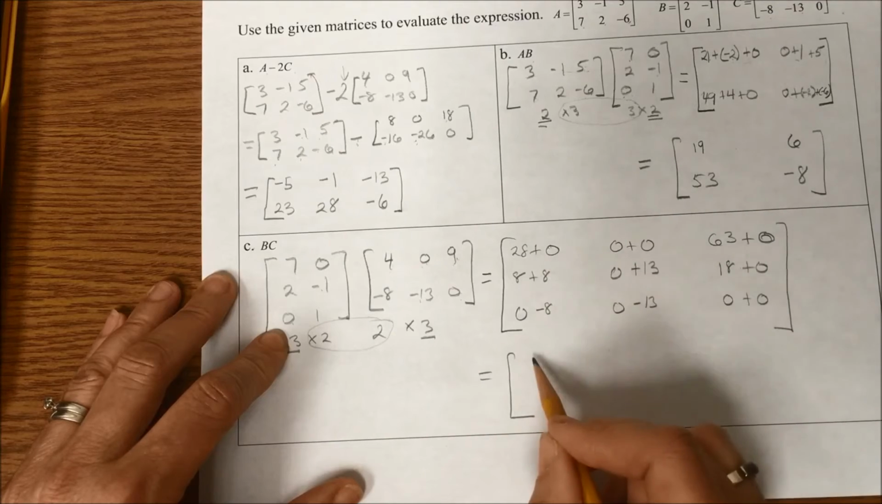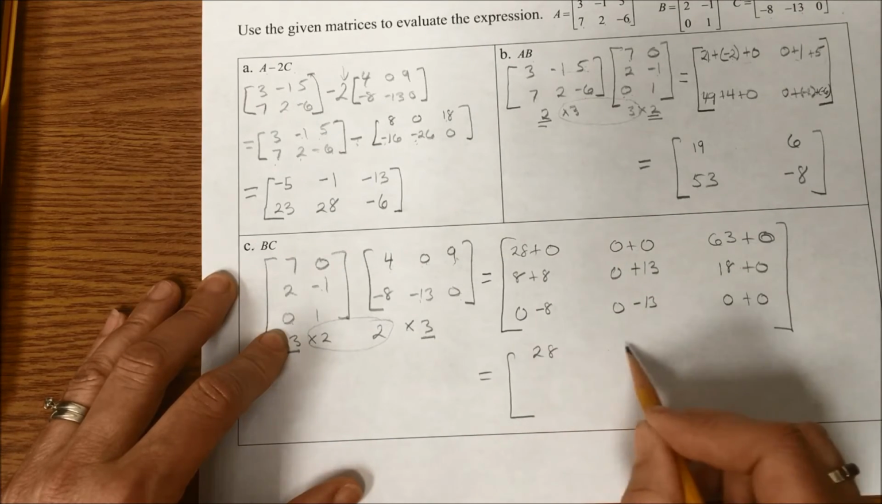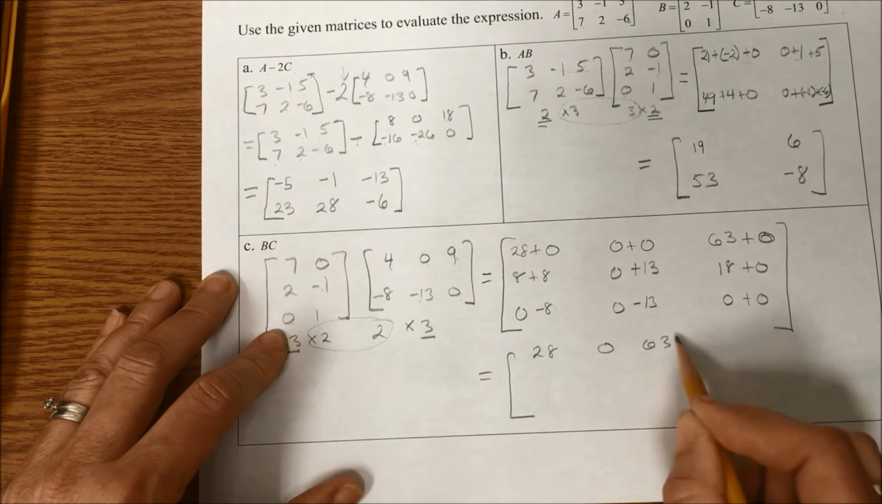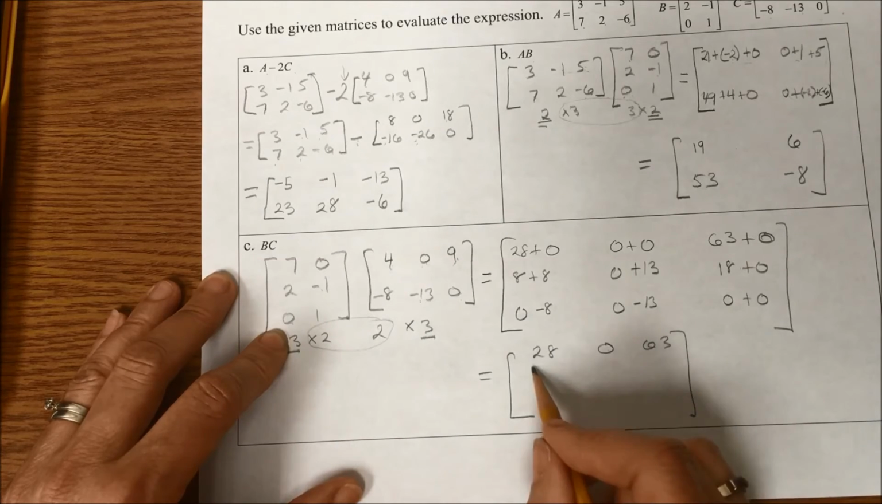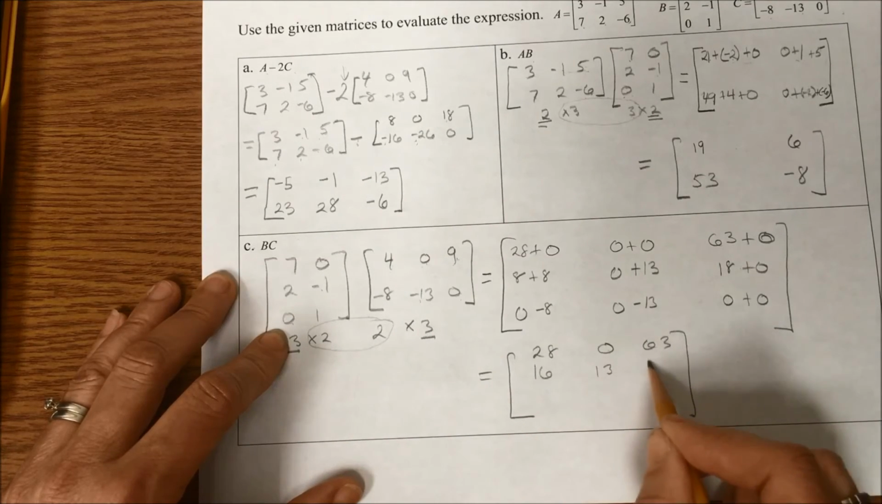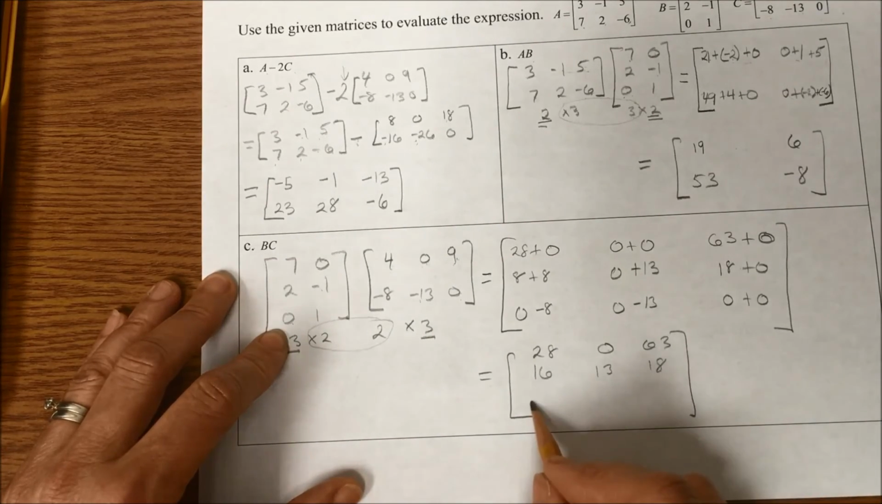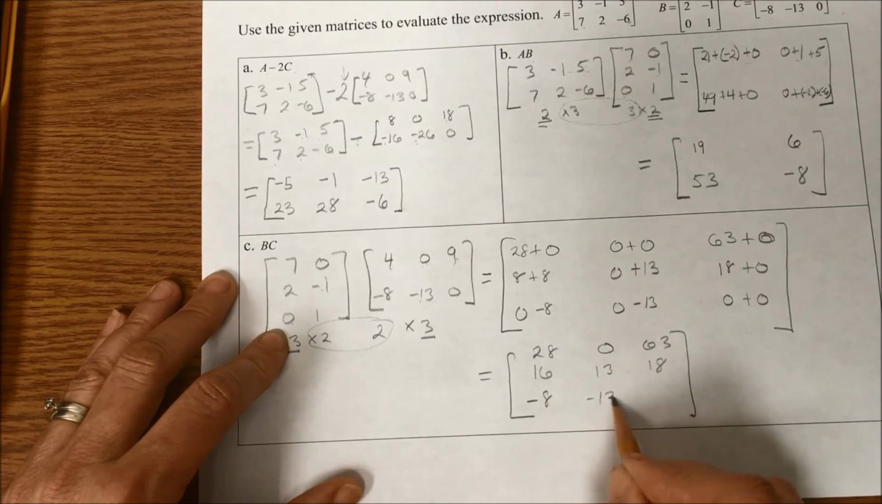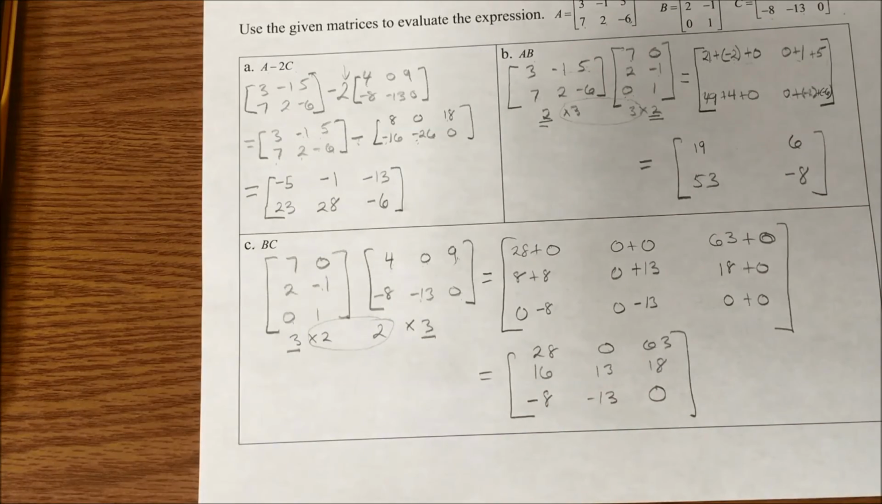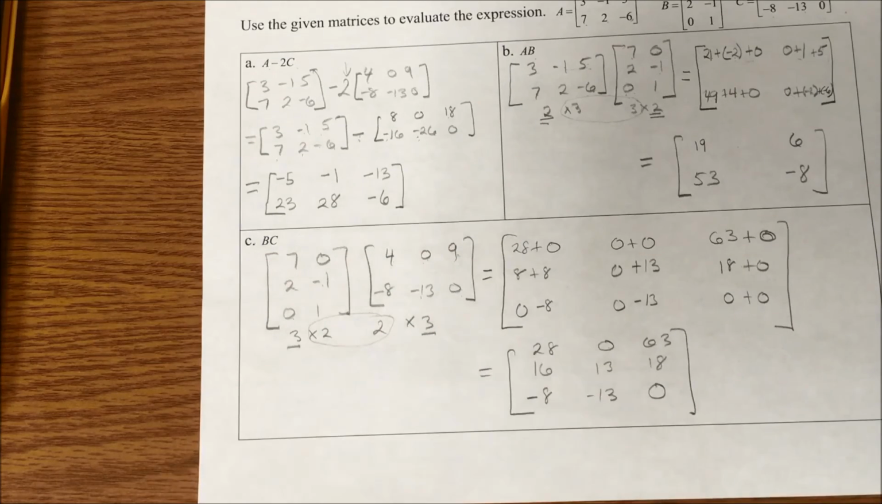Simplifying each of those entries, we get 28, 0, 63 for the first row, 16, 13, 18 for the second row, and negative 8, negative 13, 0 for the final row. And we do have a 3 by 3 at the end.